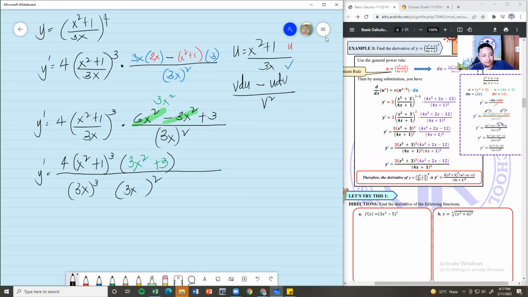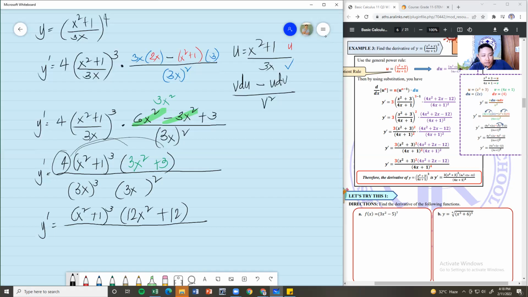Simplify this further. Saan pwedeng i-multiply si 4? Where can we multiply 4 here? In the green, right? Because the exponent is just 1. So distribute. So this will become y prime will be equal to x squared plus 1 cubed times 12x squared plus 12. Can you follow?